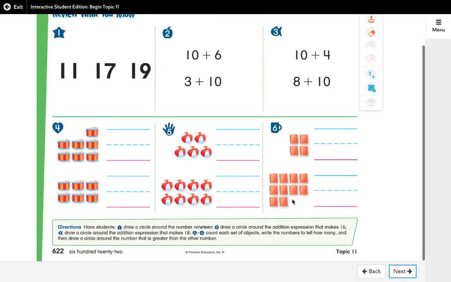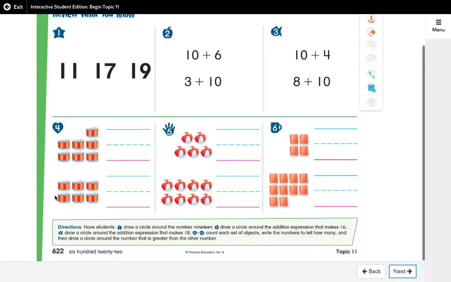On number 4, you need to count the objects, kiddos, and you need to write the number that tells how many. And then I need you to draw a circle around the number that is greater. Greater, or más in Spanish. We're looking for the number that means more. So we're going to count the drums. 1, 2, 3, 4, 5, 6, 7. We write a 7 here across the sky, down from heaven. That's the way we make our 7.